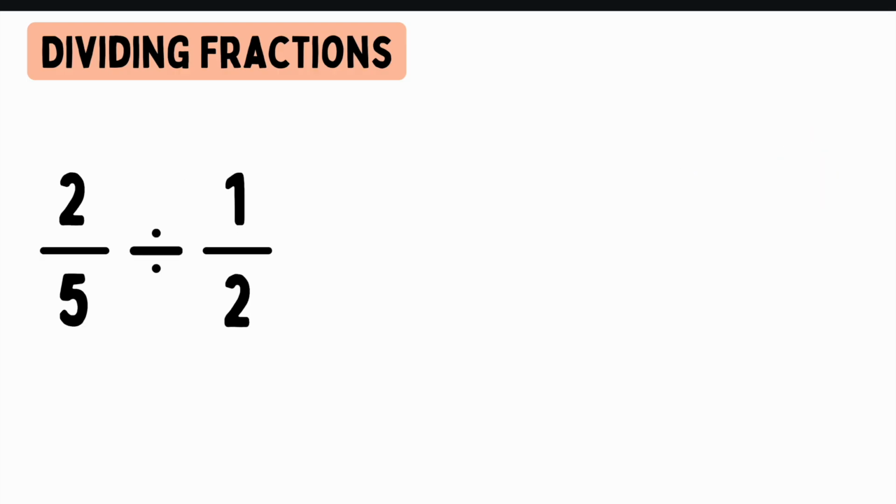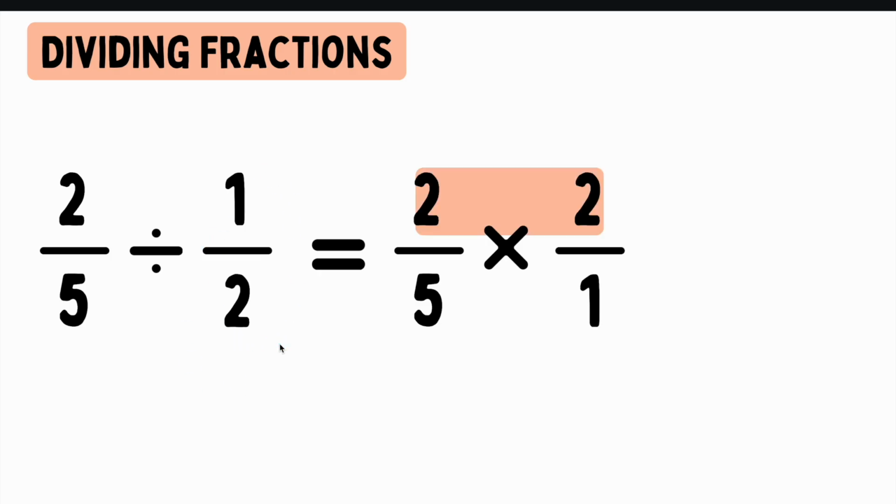2/5 divided by a half. Let's keep the first fraction, 2/5. Let's change the division sign to a multiplication sign, and let's flip this fraction, so 2/1. Let's multiply the numerators. 2 times 2 is 4, and the denominators, 5 times 1 is 5.